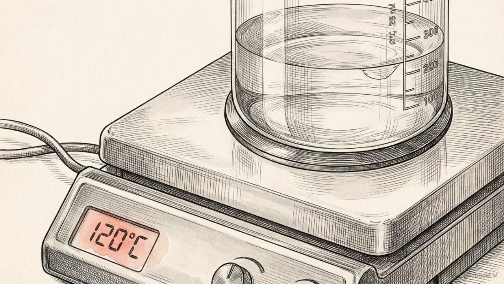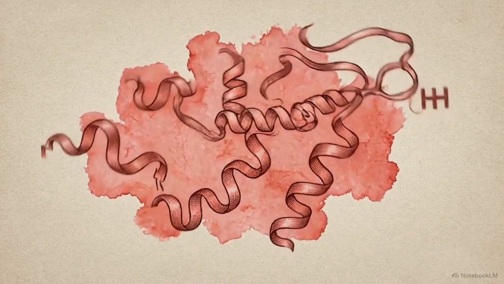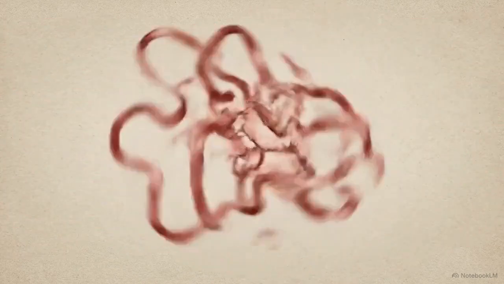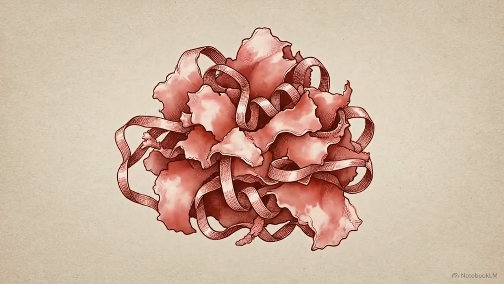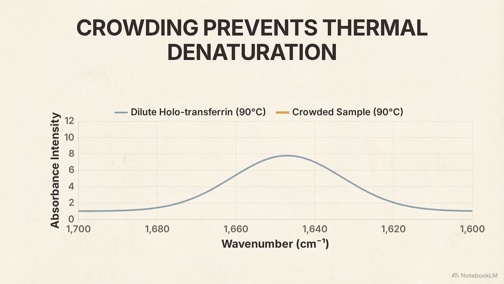The researchers used thermal perturbation to test thermodynamic stability, gradually heating the samples from 25 to 90 degrees Celsius. In a standard in vitro buffer, extreme heat causes the loss of the protein's alpha helices, followed by the formation of extended intermolecular beta sheet aggregates. In the 1D FTIR spectrum for dilute holotransferrin at 90 degrees, the primary peak shifts leftward from 1656 down to 1647 as the structure denatures.